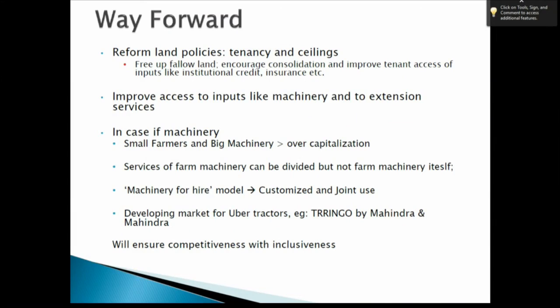Because machinery was one of the main objectives, I'm going to show you three examples after this slide where we are innovating in terms of how to deliver machinery to a very small and marginal farmer. In case of machinery, clearly, these are very small farmers, and bigger investments in machinery is overcapitalization. So what we need is a machinery for hire model. Clearly, the model we're looking at is like an Uber tractor, and this is happening in India already.